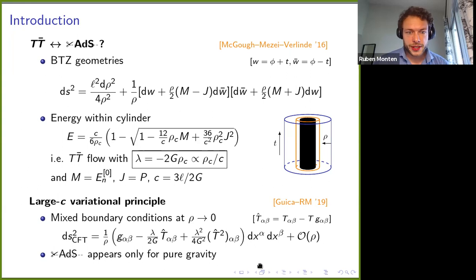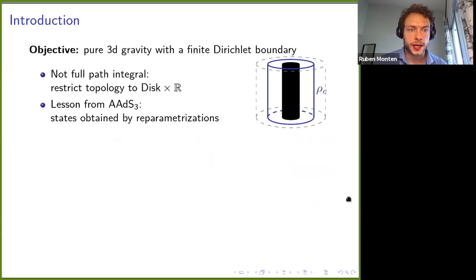So this gives us the fact that this TT bar seems to be a well-defined operator in the CFT, gives us a big motivation for considering these particular configurations in pure gravity. So the objective of the piece of research that we did, or the objective of the talk, will be to consider pure three-dimensional gravity, and we'll try to impose Dirichlet boundary conditions on a finite boundary.